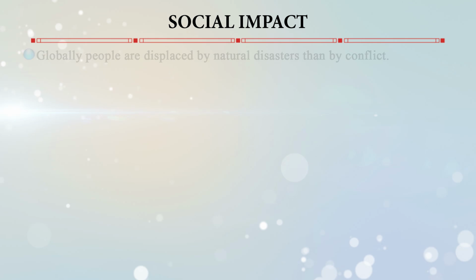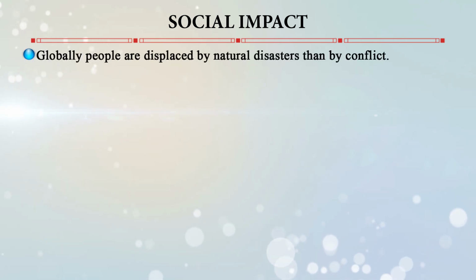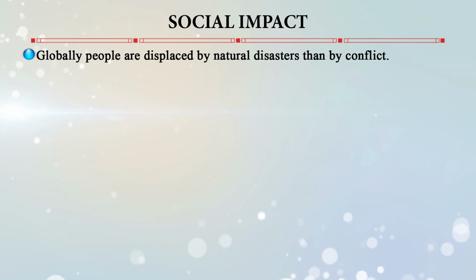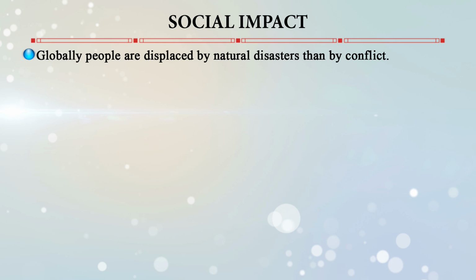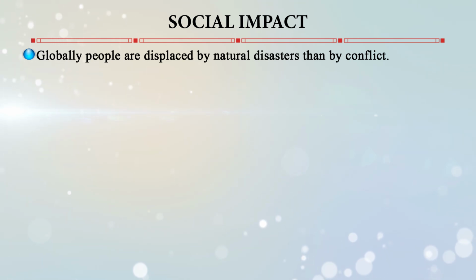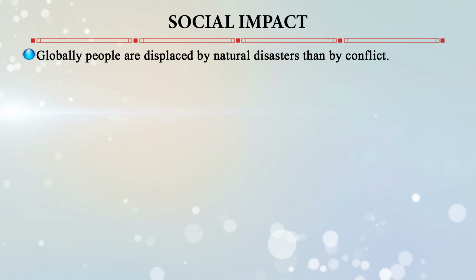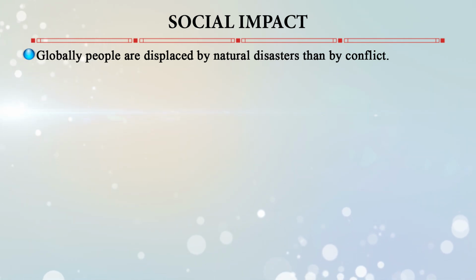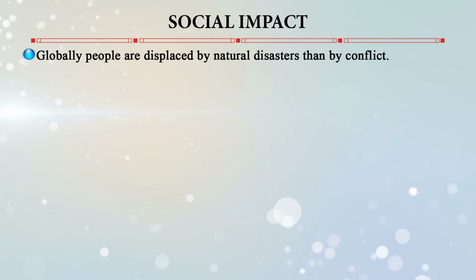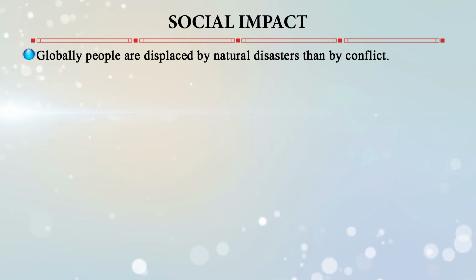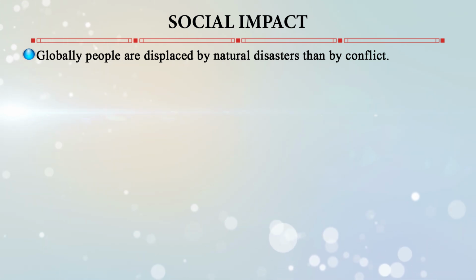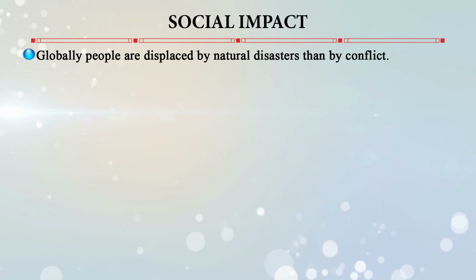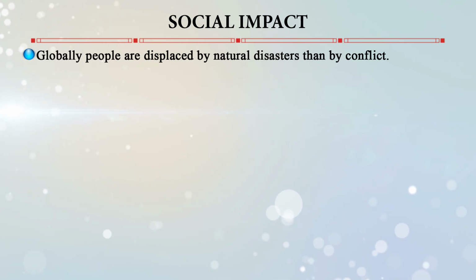Social impacts. Globally, people are displaced by natural disasters more than by conflict. Where will people go? When a group of people are practicing agriculture in one place, and there you find flooding, natural hazards or even earthquakes, they lose all their housing, their property and also their lands, which are all affected. So, millions of people are actually displaced.